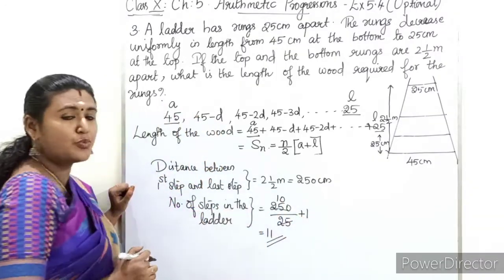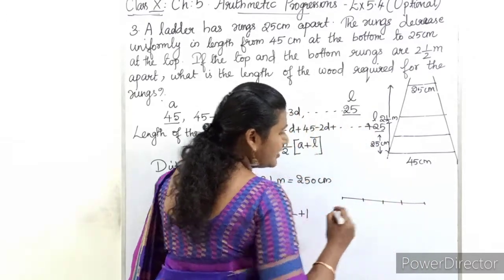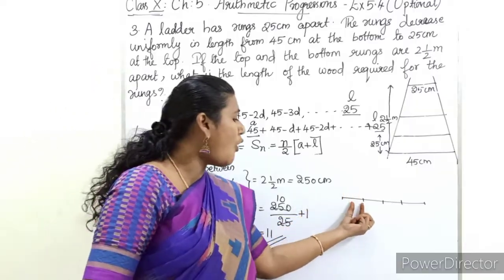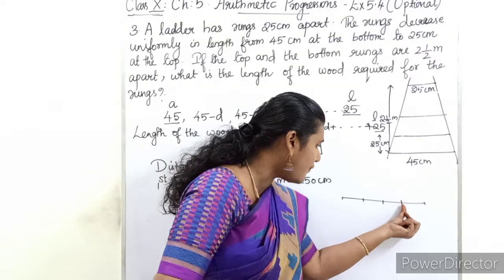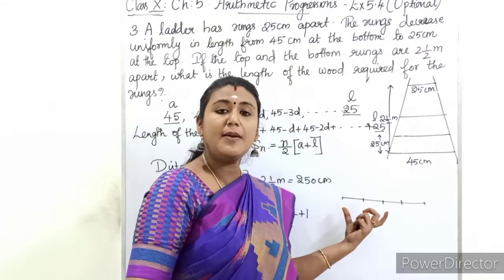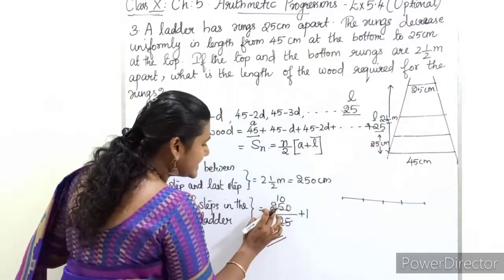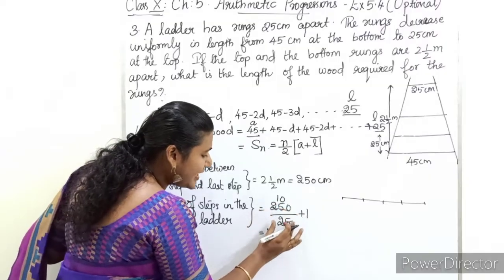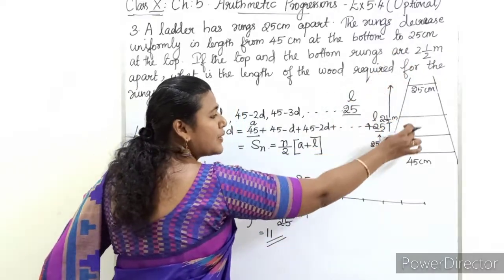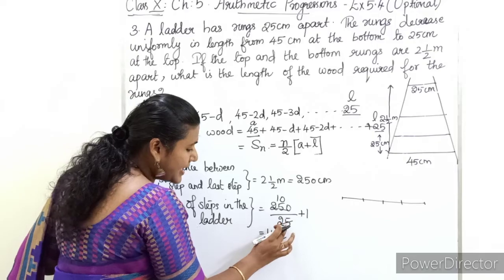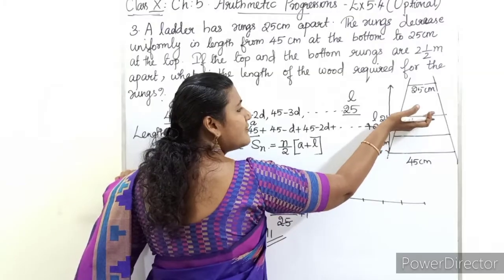So how this plus 1? I will explain now. Suppose you need to divide a line segment into 4 parts. Then how many points are required? See here, 1, 2, 3, 4, 5. You need 5 points. So 5 points will divide the line segment into 4 parts. The same way here, 250 by 25 will give you the total space, plus 1. Then you will get the number of steps. So 250 by 25 plus 1, that is 10 plus 1 is equal to 11. So the number of steps will be 11.